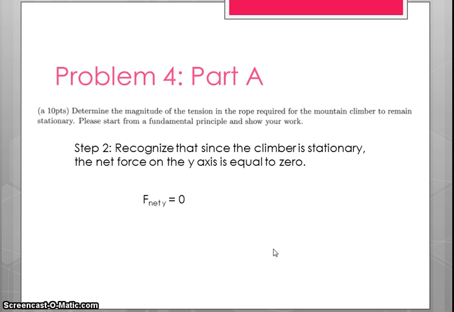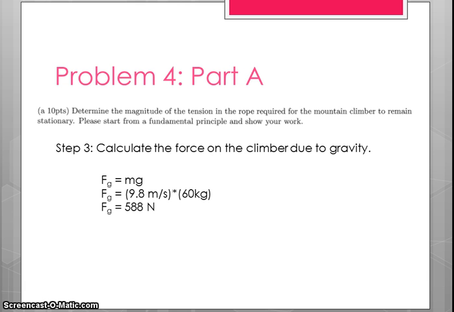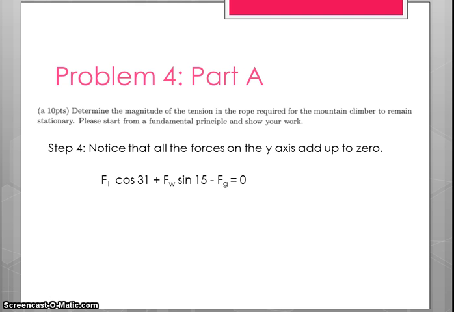Step 2. You recognize that since the climber is stationary, the net force on the y-axis is equal to 0. Step 3. You calculate the force on the climber due to gravity. You know the gravitational constant is equal to 9.8 meters per second squared, and the gravitational force is equal to that times the mass, which is 60 kilograms. Then you end up getting 588 newtons. Step 4. Notice that all the forces on the y-axis add up to 0.